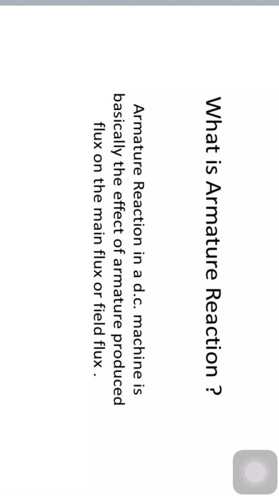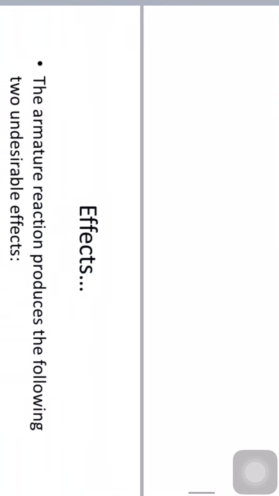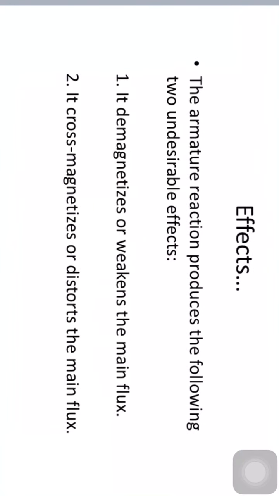In a DC machine, generally, the carbon brushes are always placed at the magnetic neutral axis. In no load condition, what are the effects of armature reaction? The armature reaction produces the following two undesirable effects. One is it magnetizes or weakens the main flux. Second one, it cross magnetizes or distorts the main flux. So these are the two effects of armature reaction.